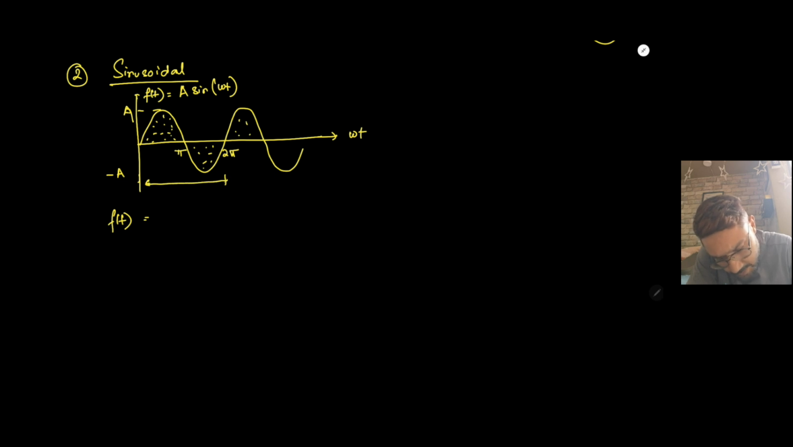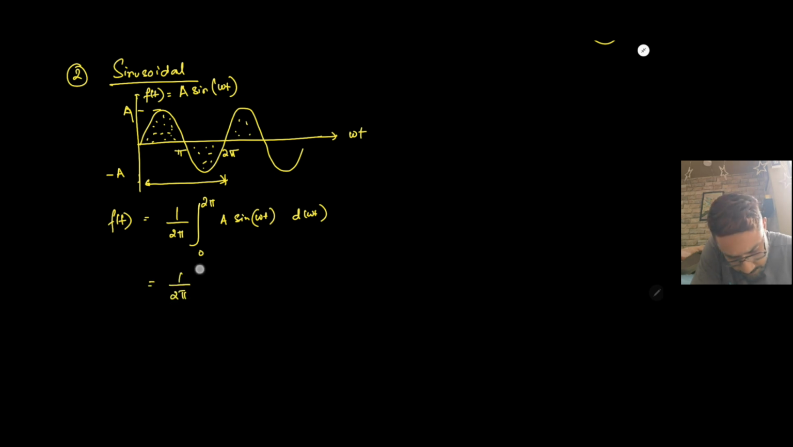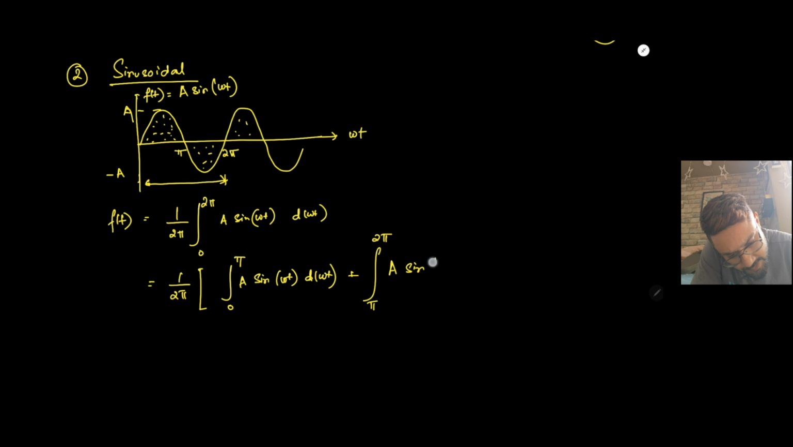So what is the period here? The period here is 2 pi, because every twice pi radians the waveform gets repeated. So it will be the integral from 0 to twice pi of a sin omega t d omega t. If you break this, it is 0 to pi of a sin omega t d omega t, plus pi to twice pi of a sin omega t d omega t.